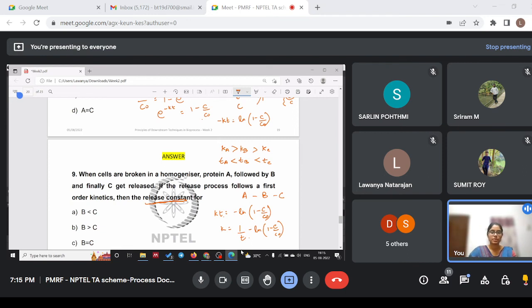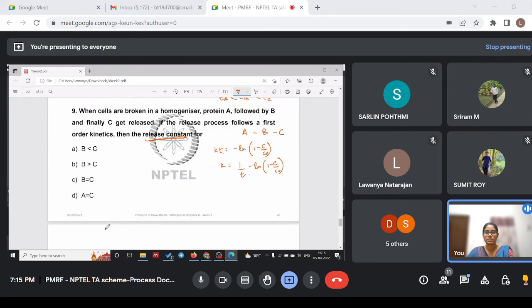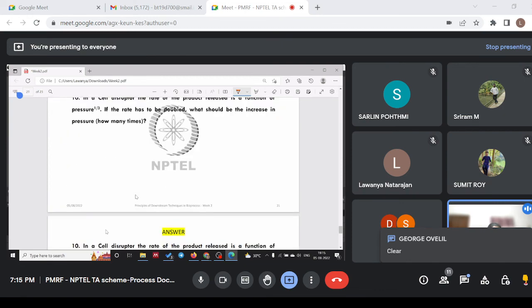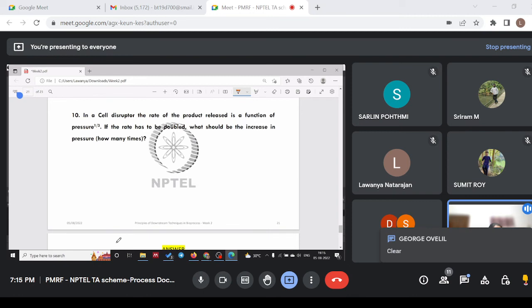So the right answer here is Kb is greater than Kc. B is greater than C. I have not highlighted here by mistake. So option is B. Are we all clear? Do you want me to repeat? Thank you, George. So let's move on to question 10. I hope it's clear for everybody.